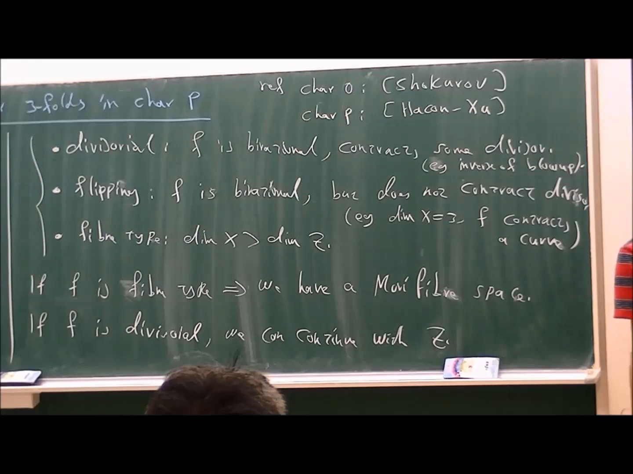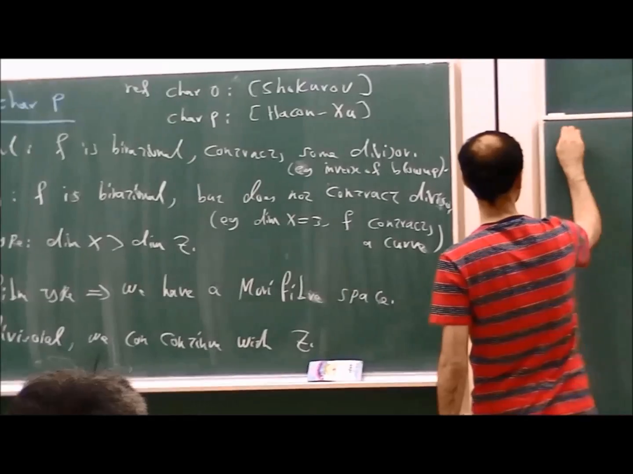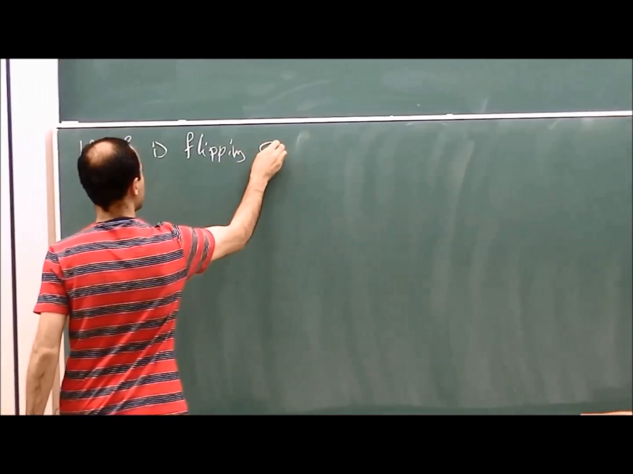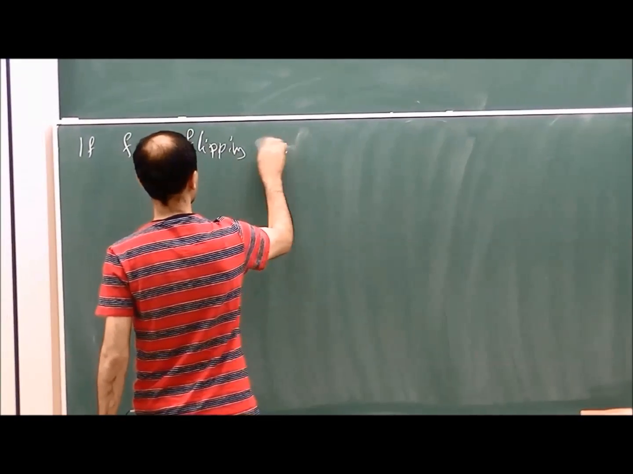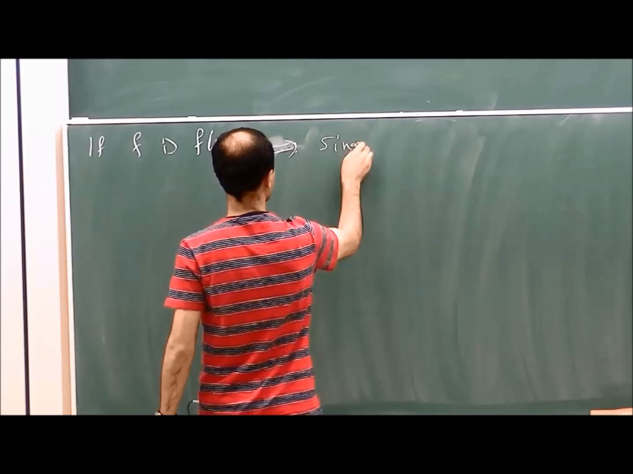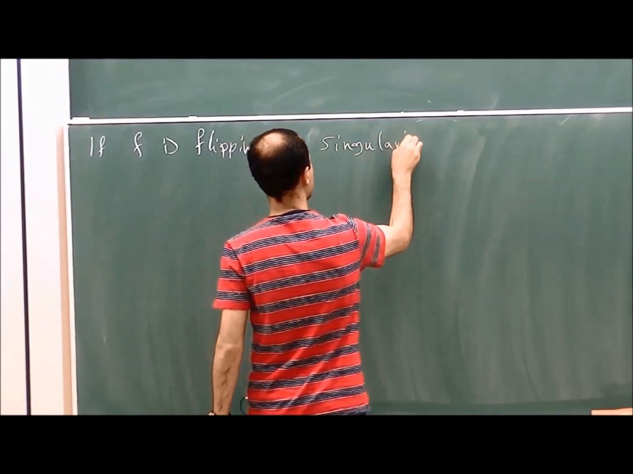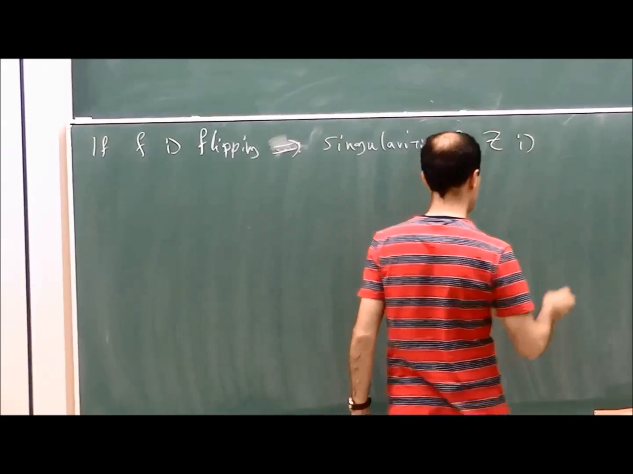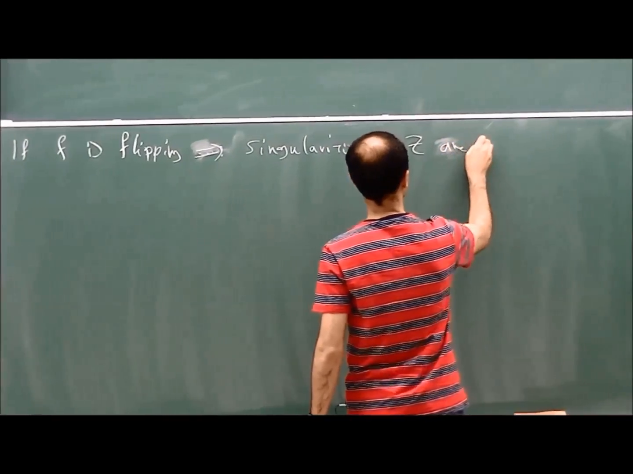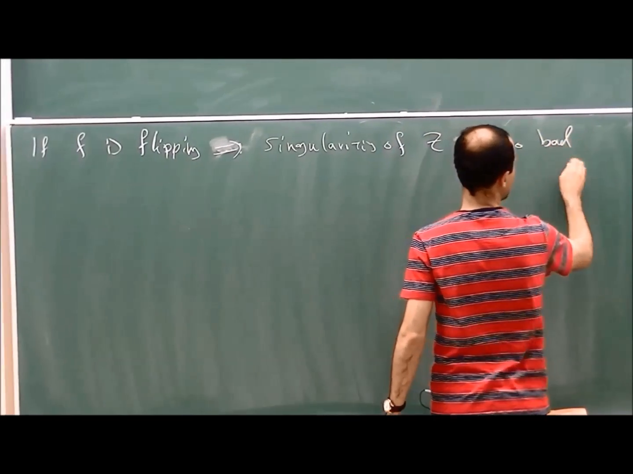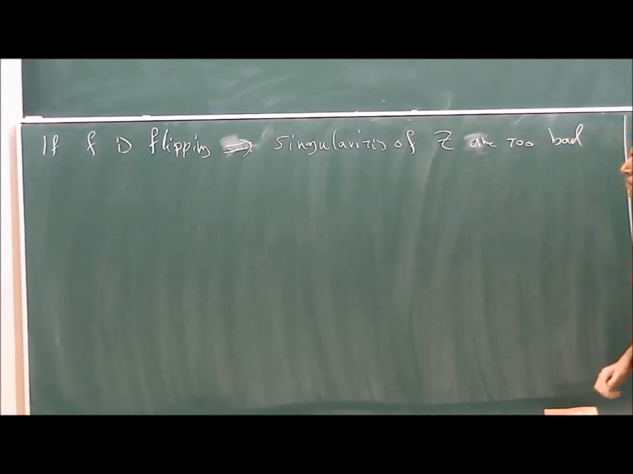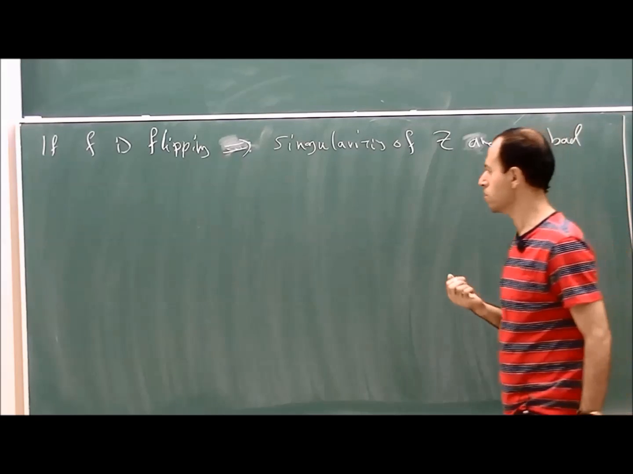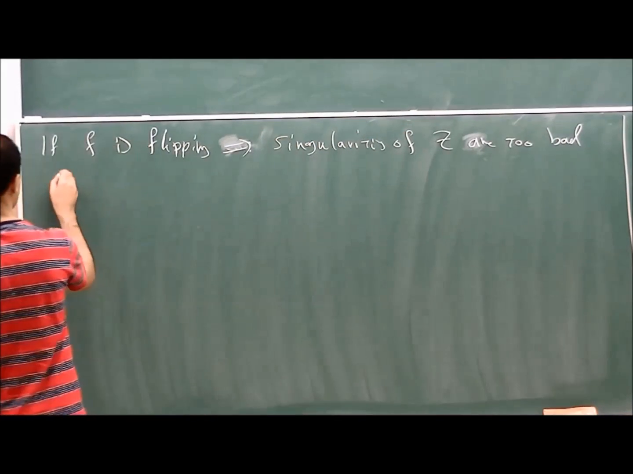But now what to do with the flip? Well, the problem in the flipping case is that the singularities of Z will be just too bad. So for example, the canonical divisor is no longer what we call Q-Cartier. In other words, you cannot define intersection numbers.